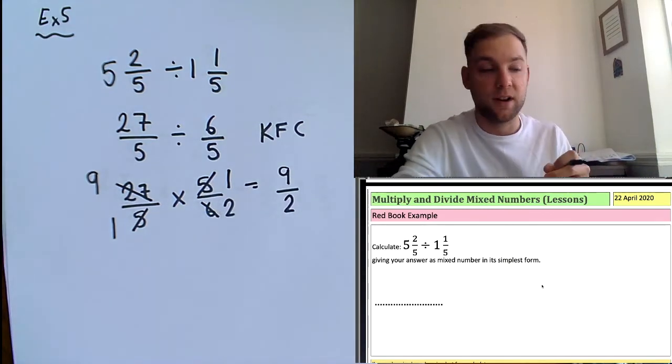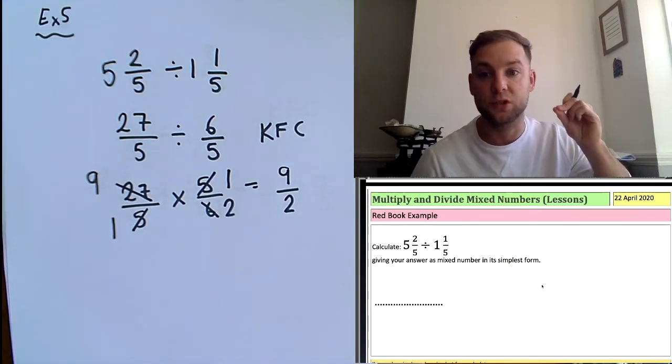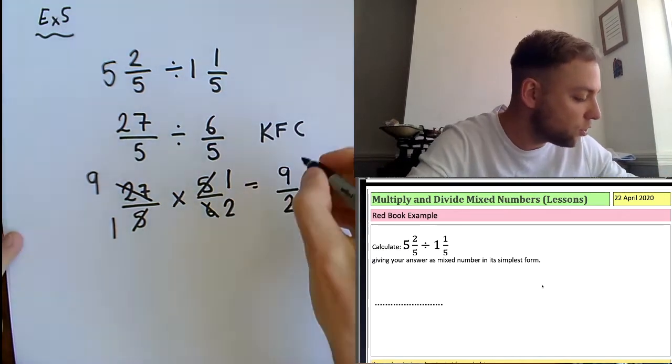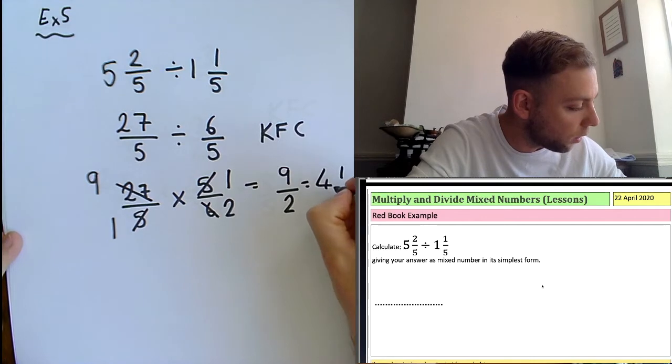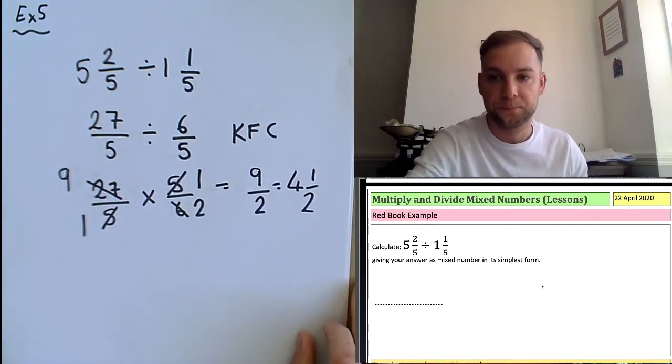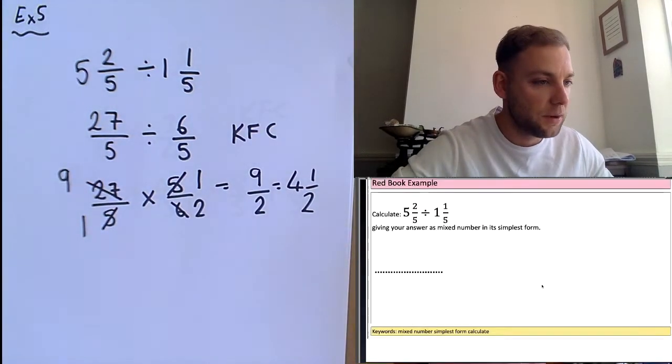And then the question here is, we're going to write it as a mixed number. So how many times does 2 go into 9 and what's left over? Well, 2 goes into 9 4 times with 1 left over. There, like so. Brilliant. So that was example 5.